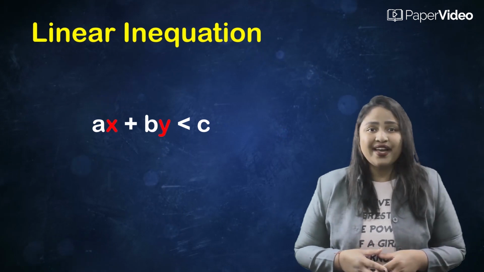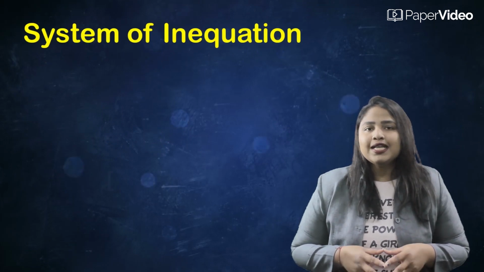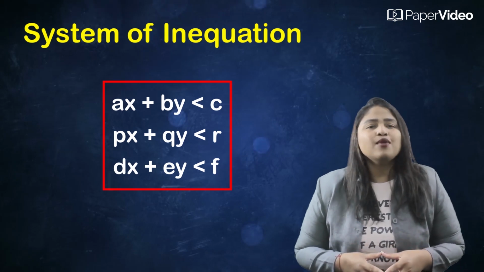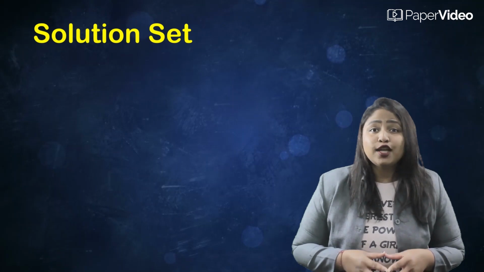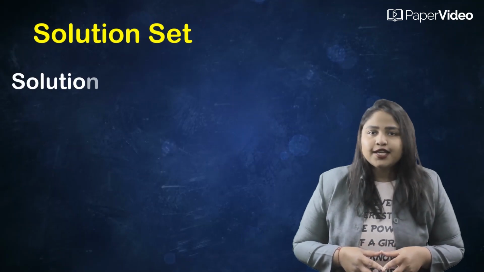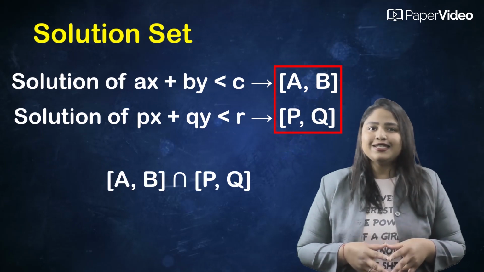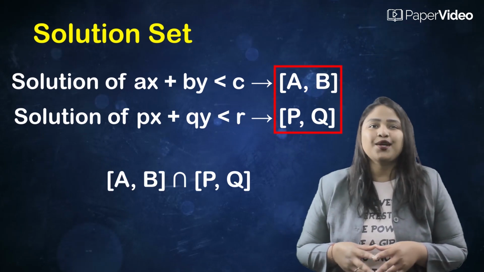Next, we have a system of inequations. A set of two or more linear inequations taken together forms a system of linear inequations. Next, we have solution set. The intersection of solution sets of all the linear inequations in a system is known as the solution set of a system of linear inequations.